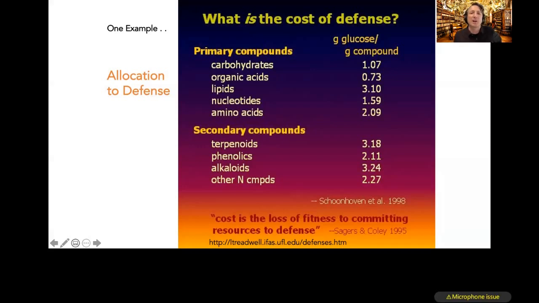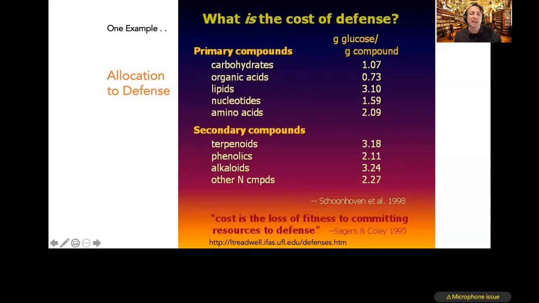Well, let's look at some primary compounds in terms of how much the cost is. That is, how much glucose, sugar, it costs per gram of this compound. Basically, how much it's going to cost me to make a carbohydrate, organic acid, a lipid, a nucleotide, or amino acid, right? So in general, amino acids tend to be a little bit more expensive. I need to make 2 grams of sugar from photosynthesis in order to make 1 gram of amino acid, right? Carbohydrates, a little cheaper. Organic acids, definitely cheaper.